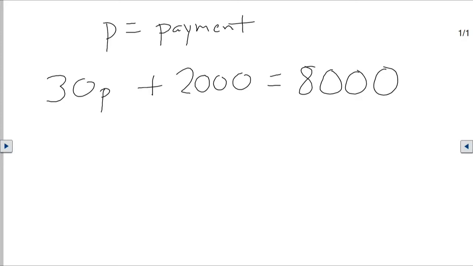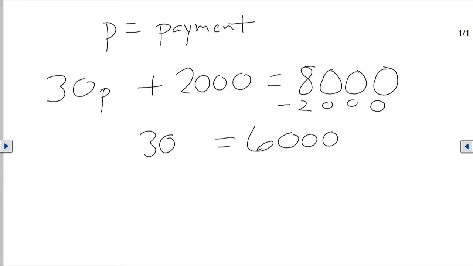Now, logically, if we wanted to figure out what that payment has to be, we first have to think about, well, how much do I have to borrow, right? We're paying $2,000 down, so that's money we already have paid off from the car. So in reality, we have to borrow $6,000. We take away that $2,000 from the $8,000 because that's money we've already paid.